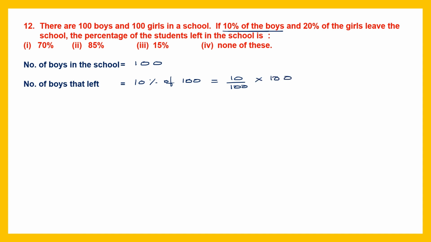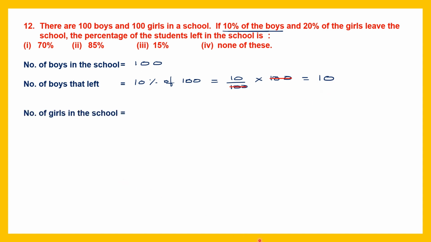So here we can cancel. We can cancel this and this. So now we know there's only 10 in the answer. The answer is 10. That means number of boys that left the school. Number of boys that left is 10. There were 100 boys, from the 10 have left.